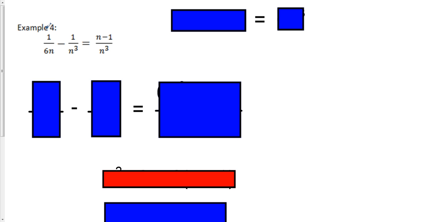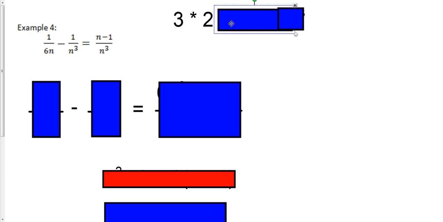Example 4: 1 over 6n minus 1 over n cubed equals n minus 1 over n cubed. So again, we're going to look for our coefficients. We have a 6 here. I'm actually going to break that up into 3 times 2. We'll break it down into kind of its prime factors there. 3 and 2. These each have an n in them as well. Like before, we're going to look for the highest power of n. This is n to the 1, n to the 3, n to the 3. So we need an n to the 3.